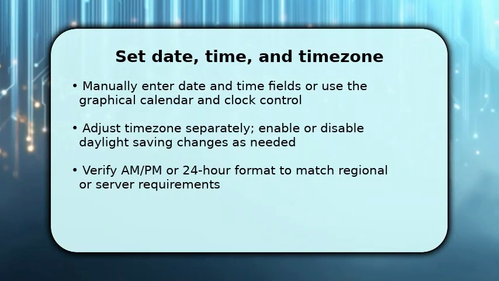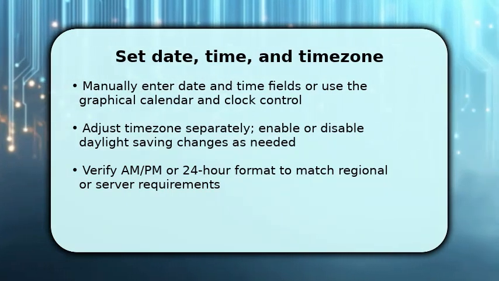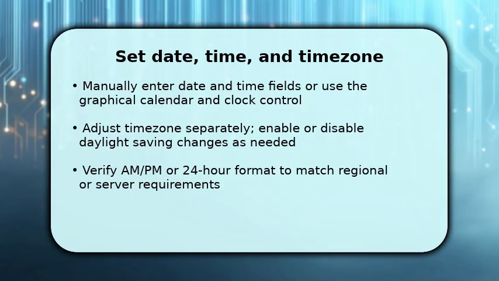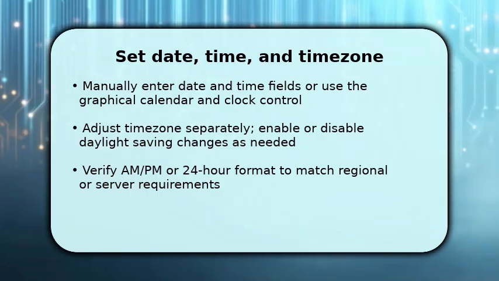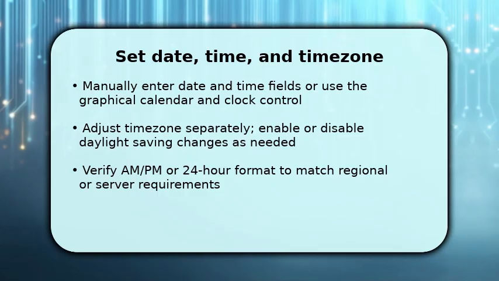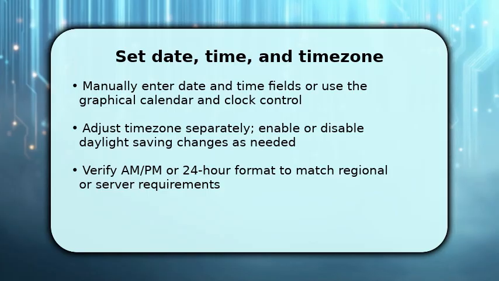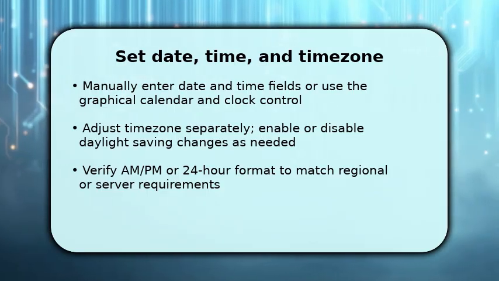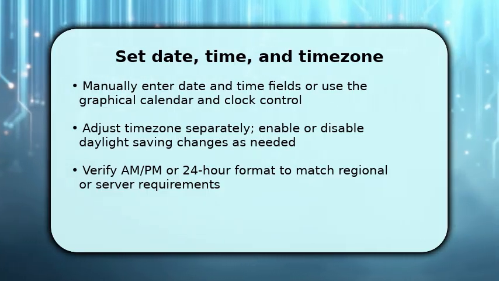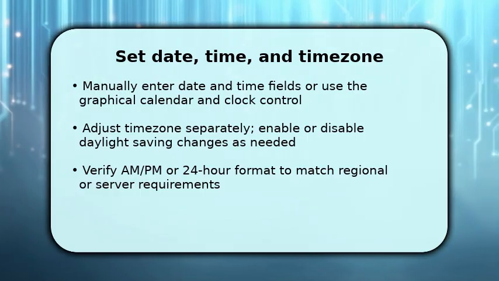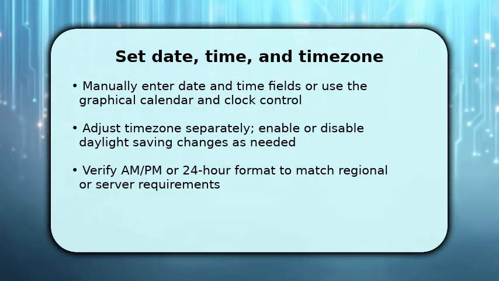Now you'll enter the actual values. Click the date to pick a day from the calendar, then type or spin the hour and minute until the clock matches. Once done, change the time zone explicitly. This matters more than the numeric clock because offsets affect scheduled tasks and logs. Make sure AM/PM is correct or switch to 24-hour format if required.